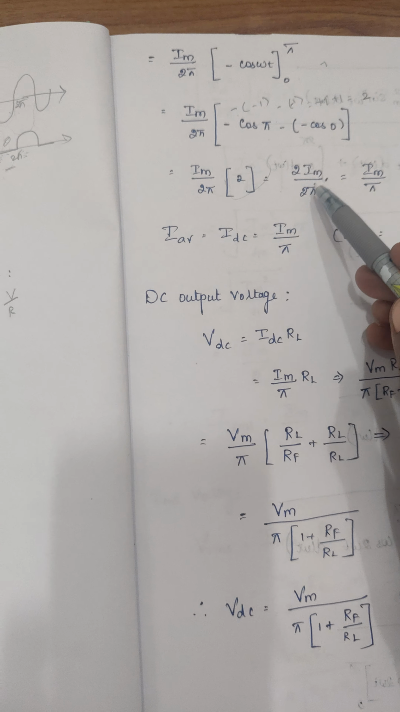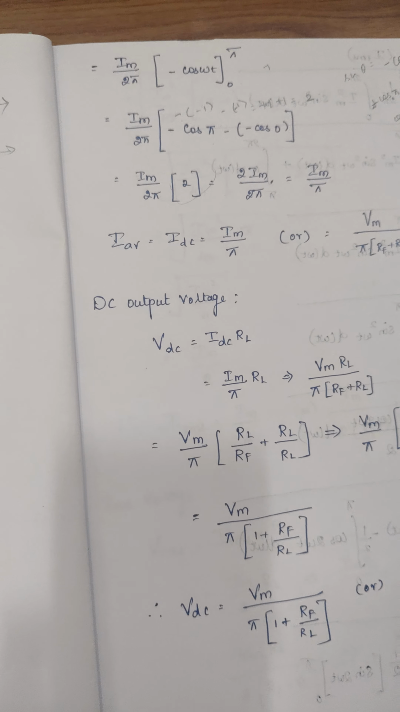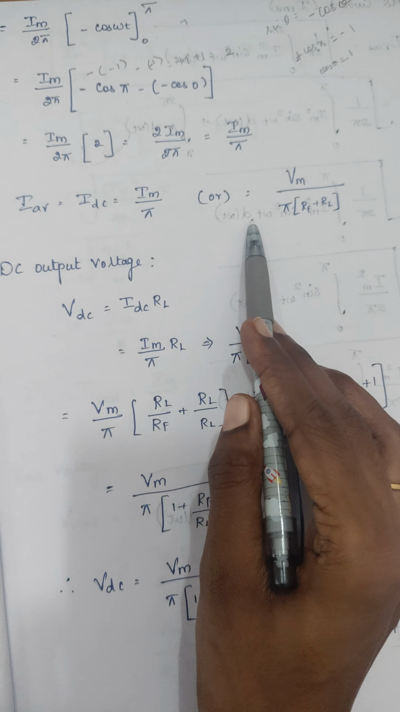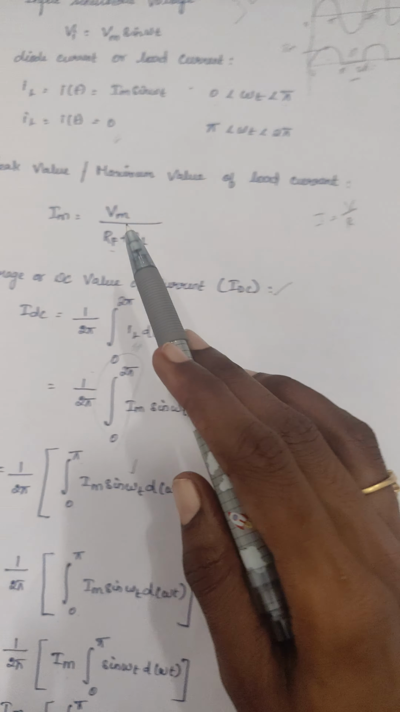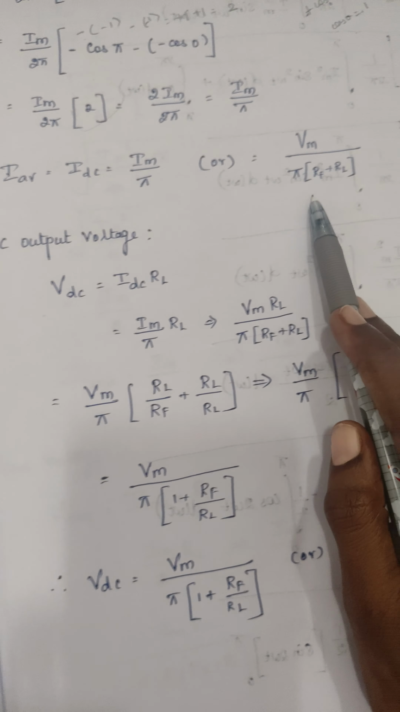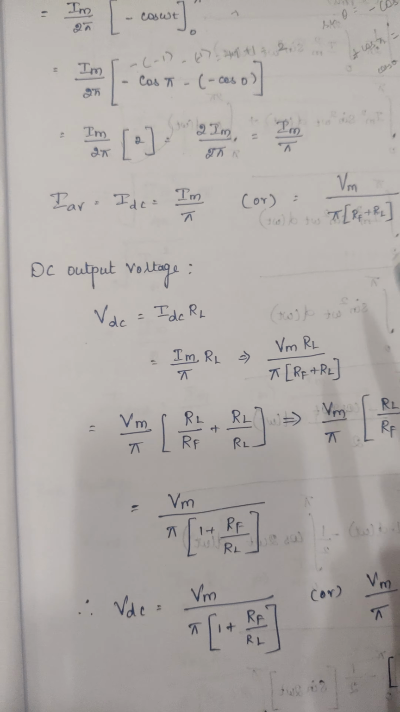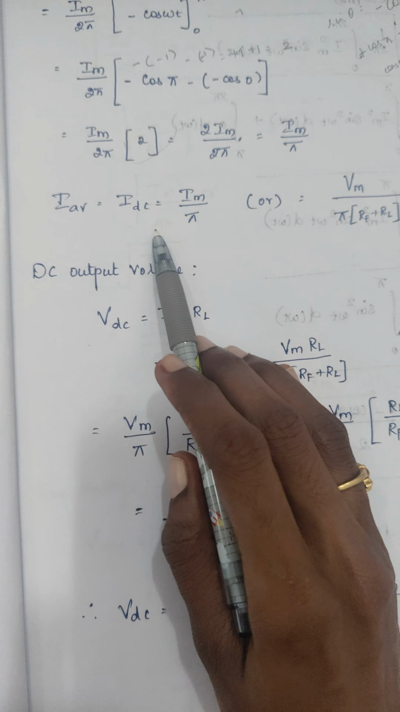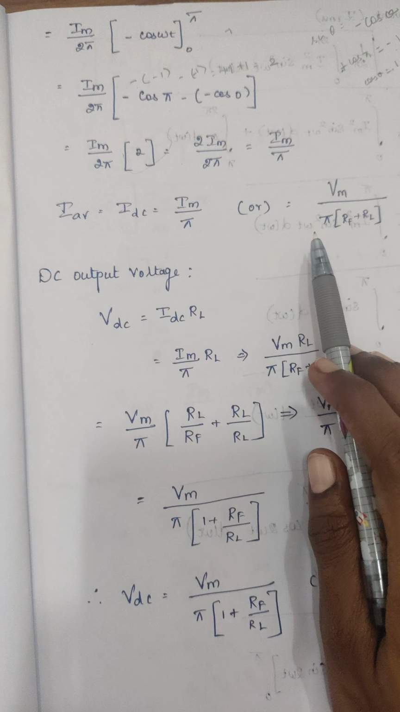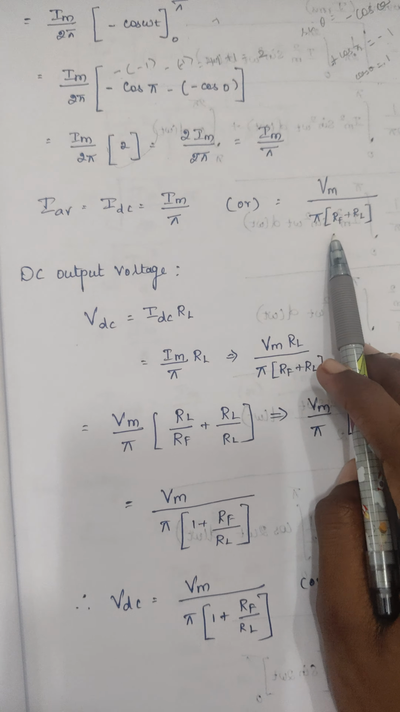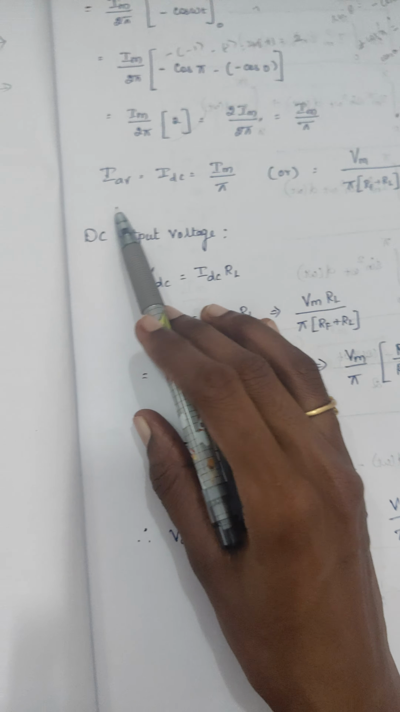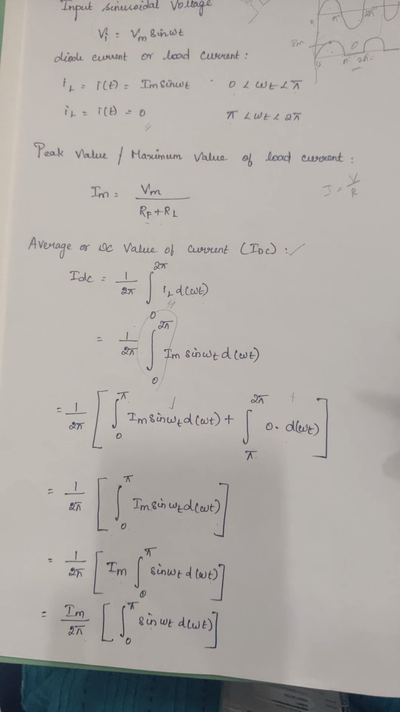Now 2 Im by 2 pi, the 2 cancels, so Im by pi. So the value of IAV or IDC is equal to Im by pi. Since I is equal to Vm by Rf plus RL, you can substitute this value here: Vm by pi times Rf plus RL. This is the value of IAV or IDC. This formula is very useful to calculate the average or DC value of the current in a half wave rectifier. In many numerical problems they ask you to calculate IDC or IAV. If you want to derive it, you can derive it from here. Thank you.